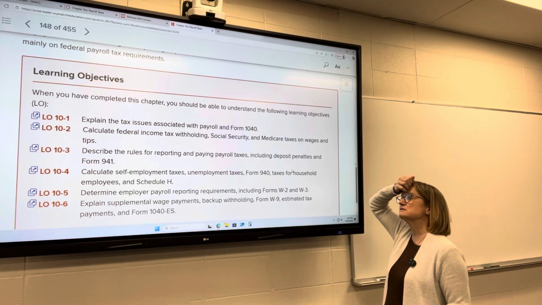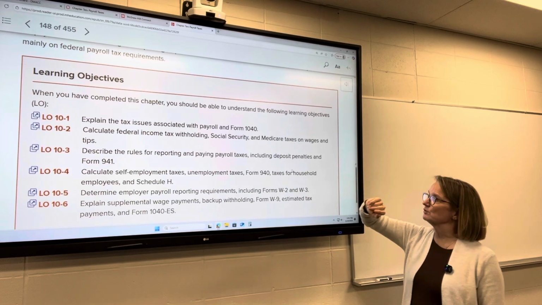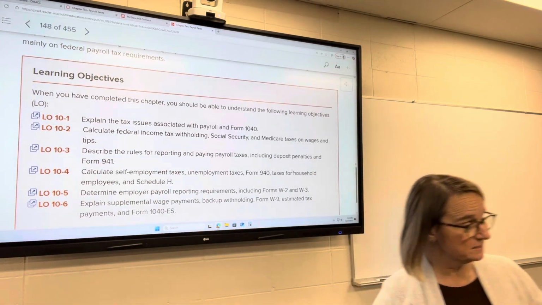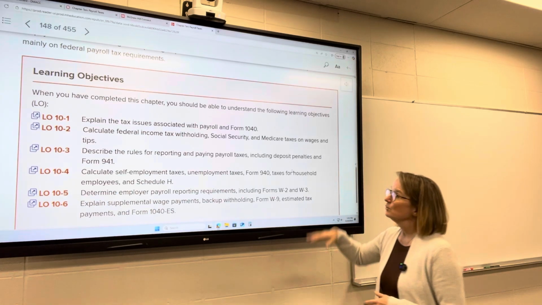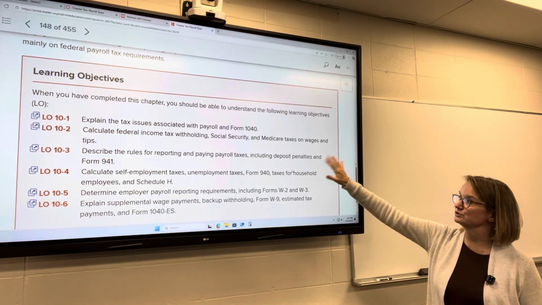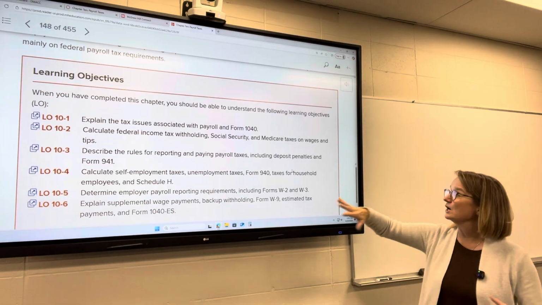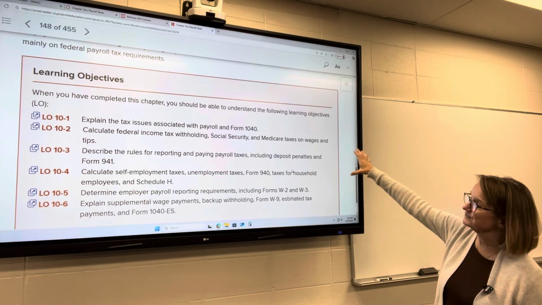Got 6 learning objectives here. Talk about the tax issues associated with payroll and the Form 1040. Just simply that they're related, that the information from payroll is used in order to prepare that 1040. We'll do some federal income tax withholding calculations. We should talk about the W-4 form. I don't know if that's in there or not.